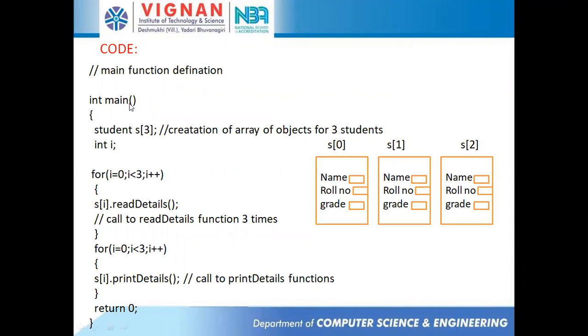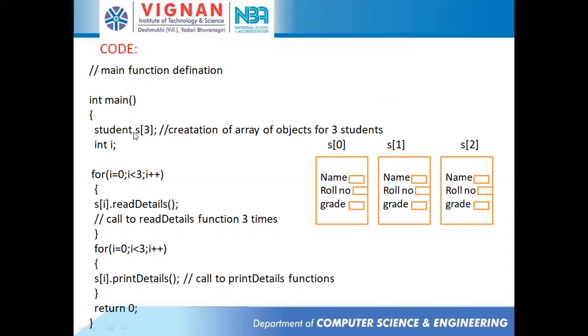Next, creation of the main function, because every program execution begins from the main function, and every program must have at least one function, that is main. Within the main function, what is the first task as per the procedure? Create an array of objects. How do you create an array of objects? By using the class name. The class name is student, S is the array name, and 3 is the size of the array. So this is an array of objects whose size is 3.